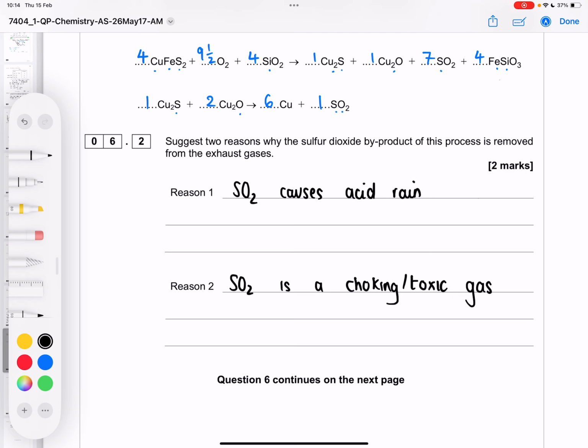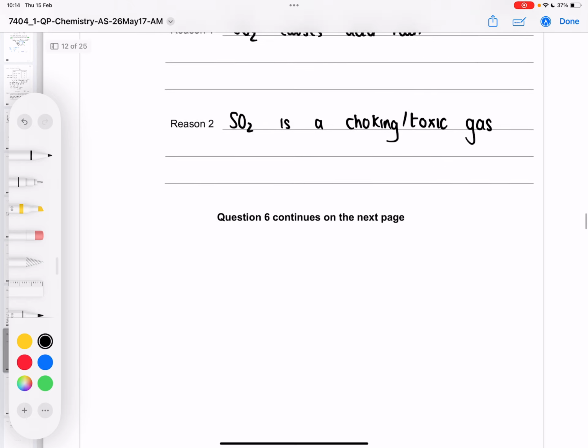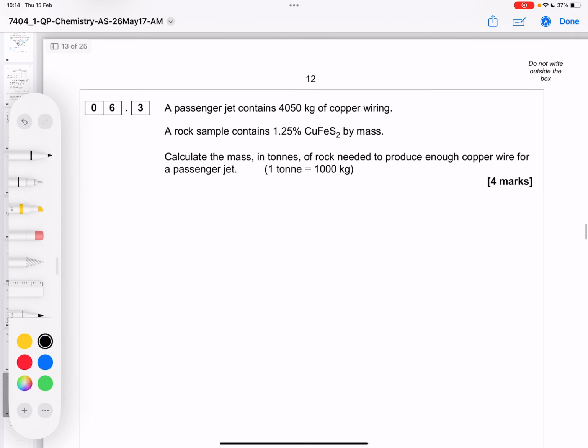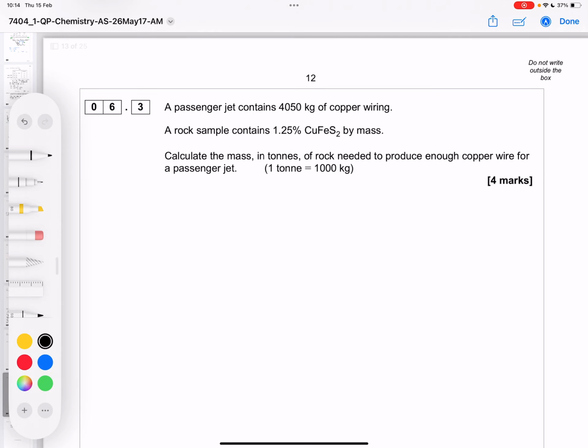So we would remove it before it was into the atmosphere. So the question continues on the next page, and we seem to have some numeracy question coming up. We've got some maths.